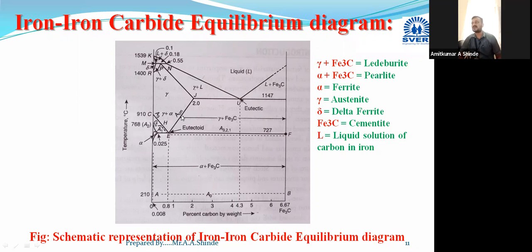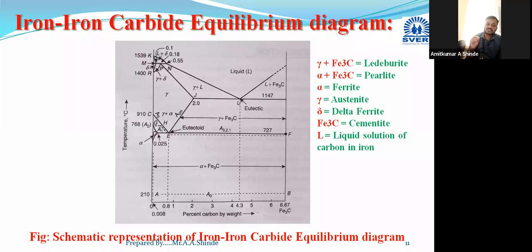From room temperature up to its melting point, if in that particular steel only the austenite phase is there, then that steel is termed as austenitic steel. As from room temperature up to the melting point, only one phase is present, and that phase is nothing but austenite, then it will be termed as austenitic steel.